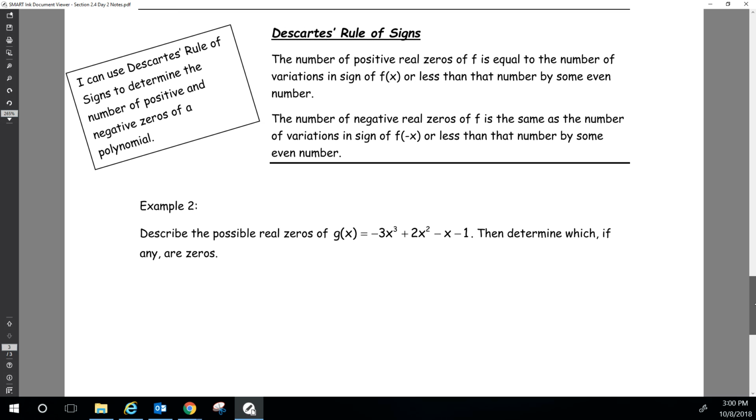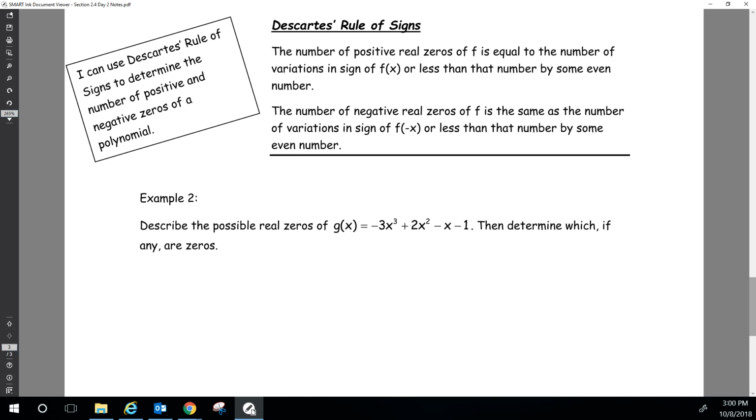Let me do one real quick down here, example number 2, rules of signs. So this is the possible real zeros. And what Descartes says is if you want to know the possible positive real zeros, you're going to look at g of x, this guy here, and ask yourself how many times did it change sign. By that I mean, how many times did I go from positive to negative or negative to positive? So here I went negative to positive, there's one sign change. Positive back to negative, there's another sign change. Here we stay the same, so it changed signs twice.